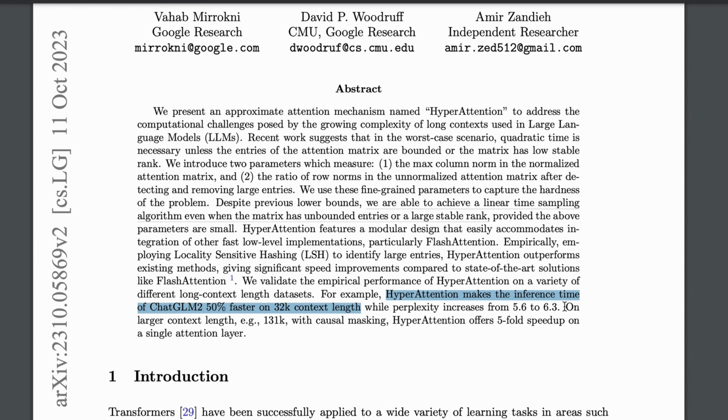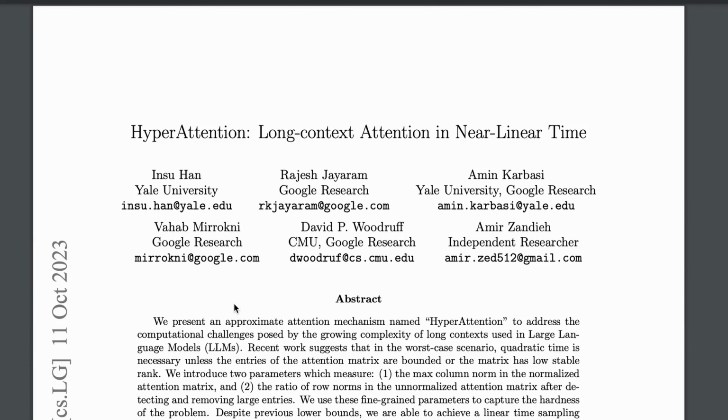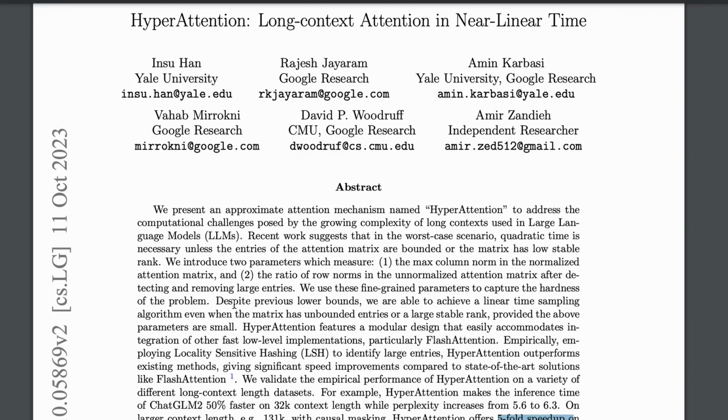Perplexity is a measure that is used to measure the coherence of the output text from generative models like large language models. On a much larger context length, like for example 131,000 context window with causal masking, HyperAttention offers a 5-fold speed up on a single attention layer. We already have got FlashAttention, so this is HyperAttention that improves upon FlashAttention.